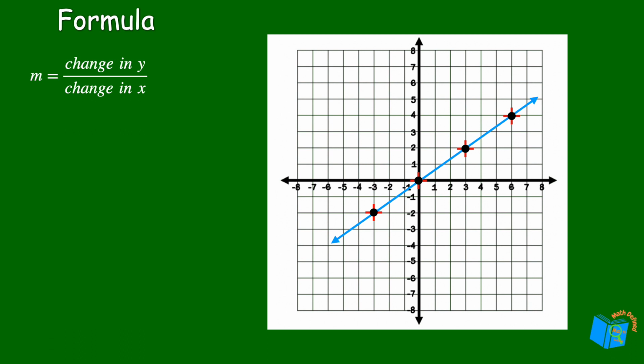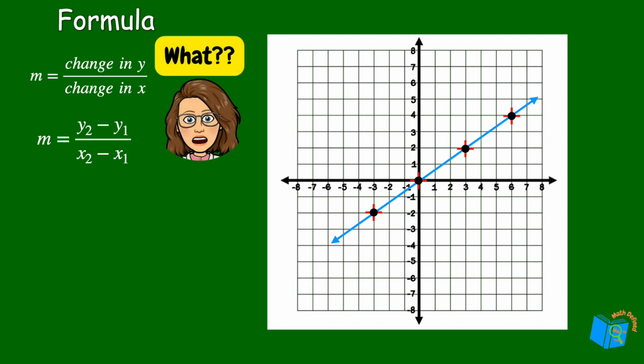Now let's look at a formula. I said before that slope, or m, is the change in y over the change in x. But how do you find those changes? Well, it's pretty easy, and the formula looks like this. Slope, or m, equals the difference of y sub 2 and y sub 1 over the difference of x sub 2 and x sub 1.